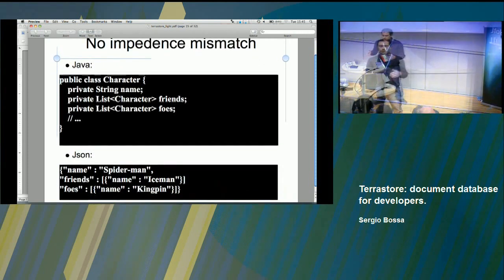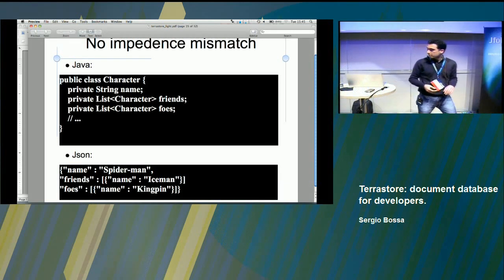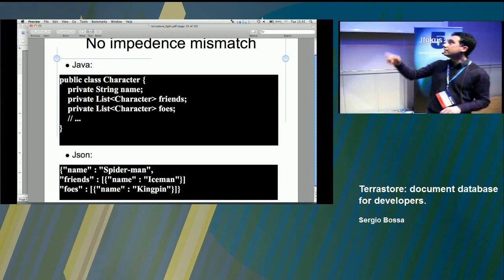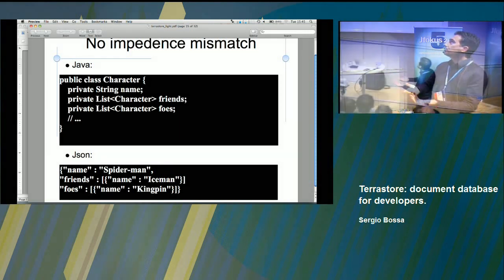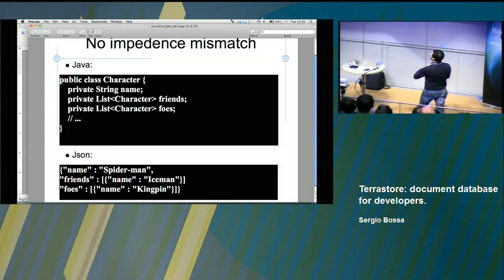Okay, you have no impedance mismatch. Again, if you have your character with a name, a list of friends, and a list of foes, that's just JSON, which is pretty close to your object model.